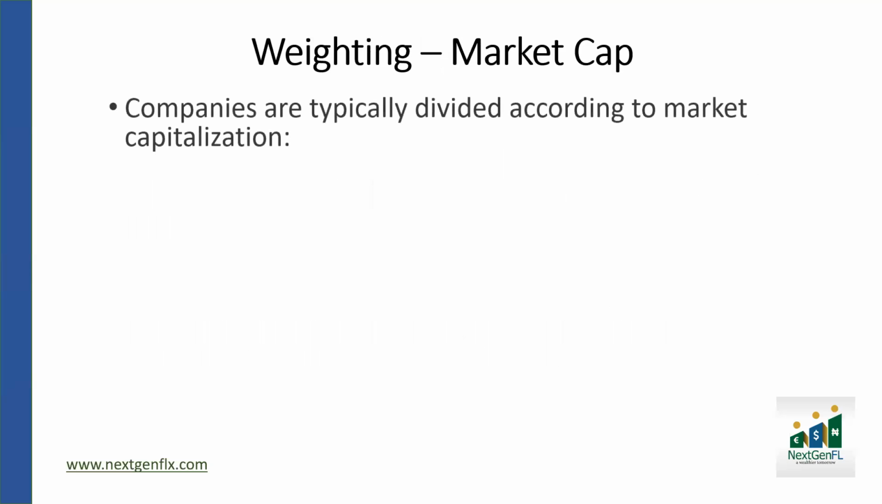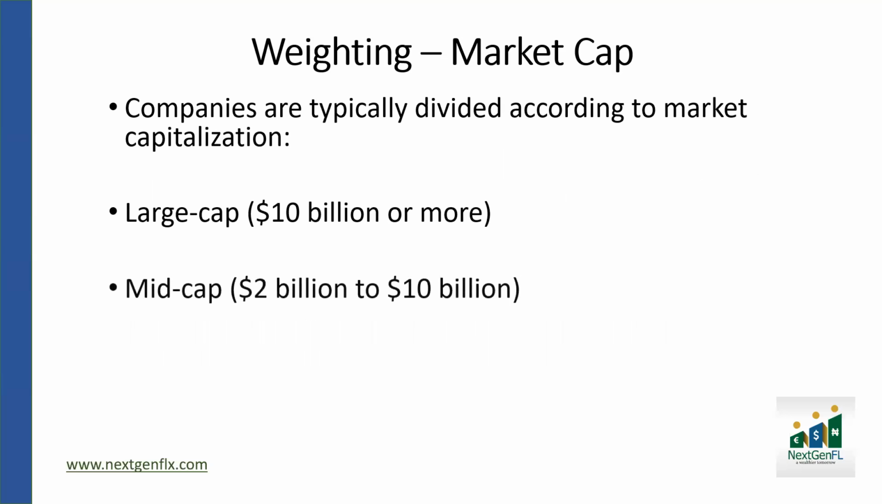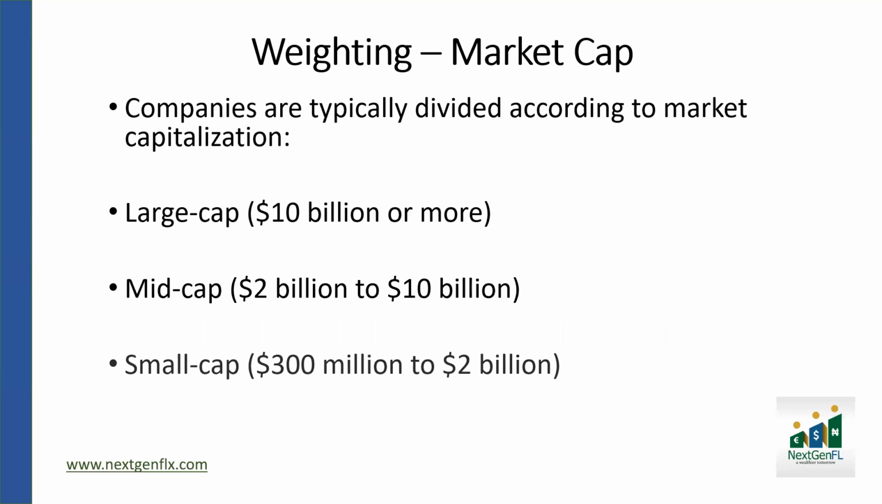So like I said, companies are typically divided according to their market capitalization. So you have what we call large cap companies, which is companies that are worth $10 billion or more. You have mid cap companies, which are $2 billion to $10 billion. And you have small cap companies, which are $300 million to $2 billion. Let's just quickly go to the website.